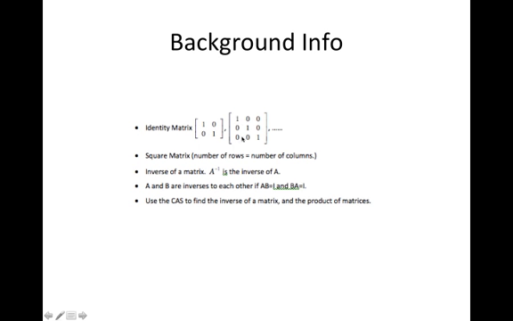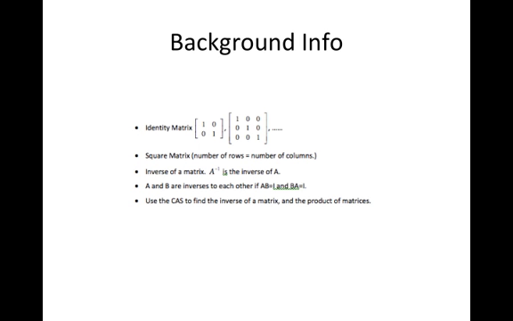And the reason it's the identity matrix is because if you multiply it by a matrix of the appropriate size, the same size, you get the other matrix back. It maintains the identity of whatever appropriate matrix it multiplies.